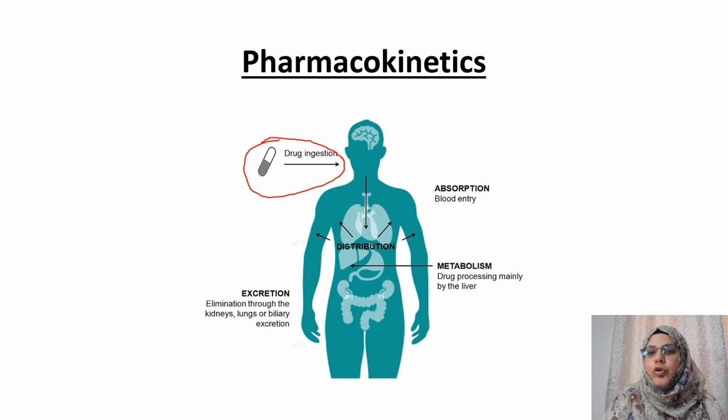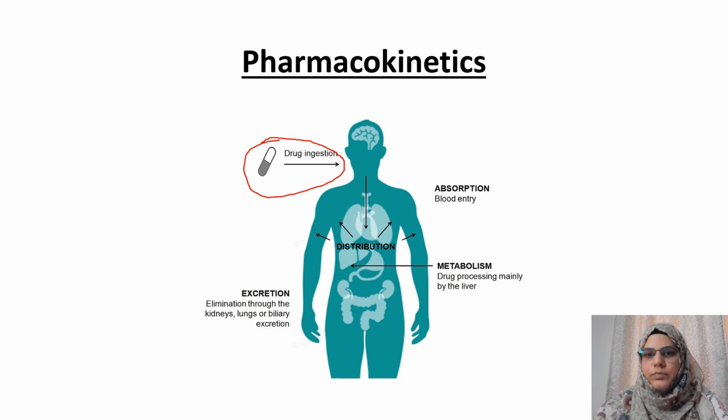Then it will show you the metabolism. Metabolism is drug processing mainly by the liver. Usually whatever drug we take goes to the liver, and from there it shows the impact on your body. For example, the painkiller for leg, for headache, for anything, and then it is excreted out. Whatever drug we take, not necessarily all the drug goes into your stomach and dissolves there. Okay, it is excreted out through the kidney, lungs, or biliary excretion. Okay, so if you go through this structure or this picture, you will understand the pharmacokinetics more easily.